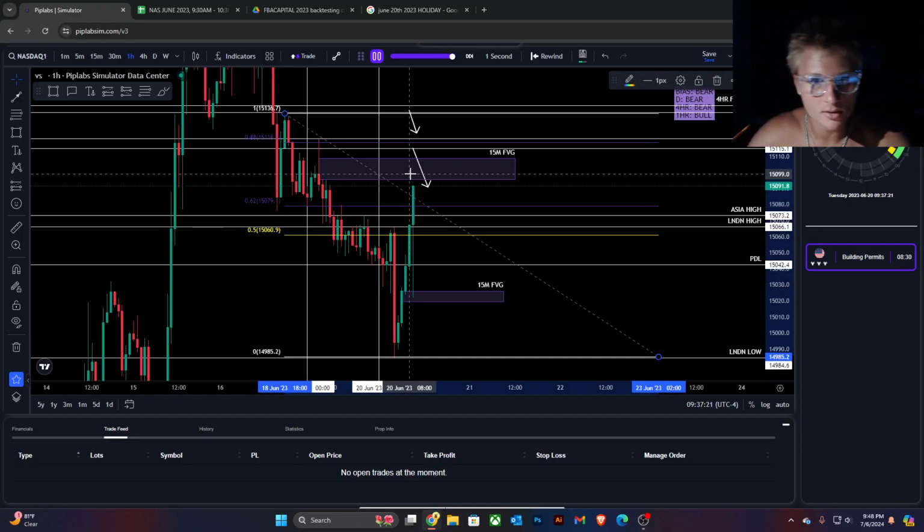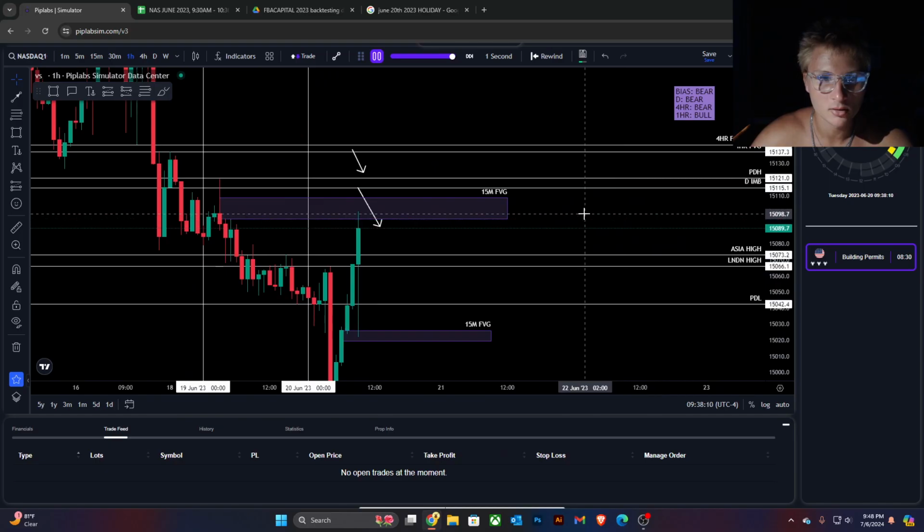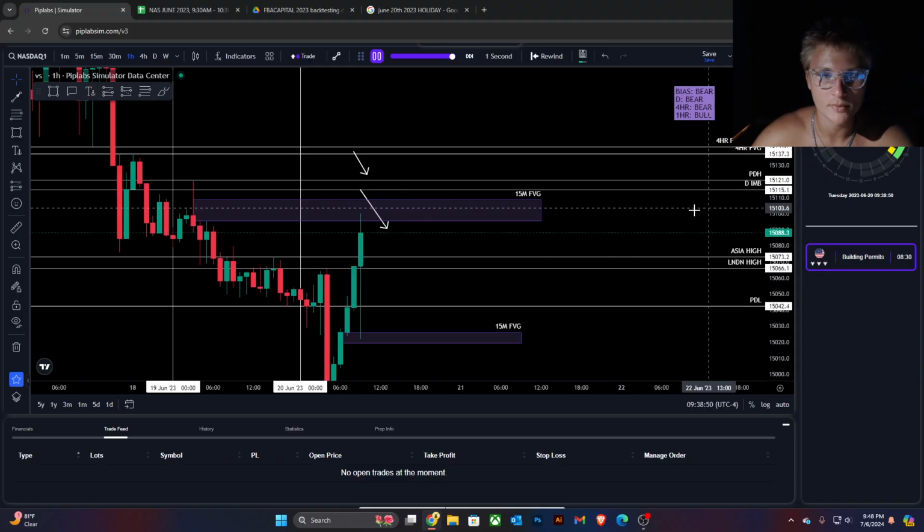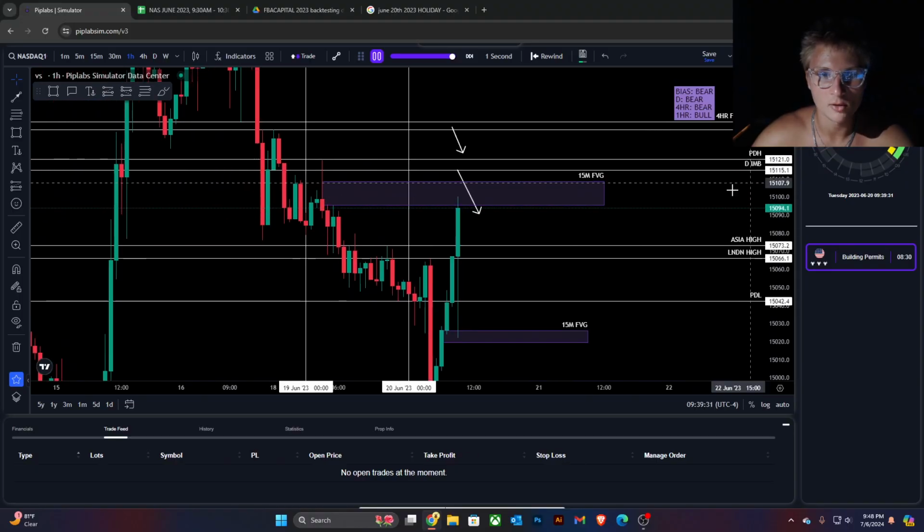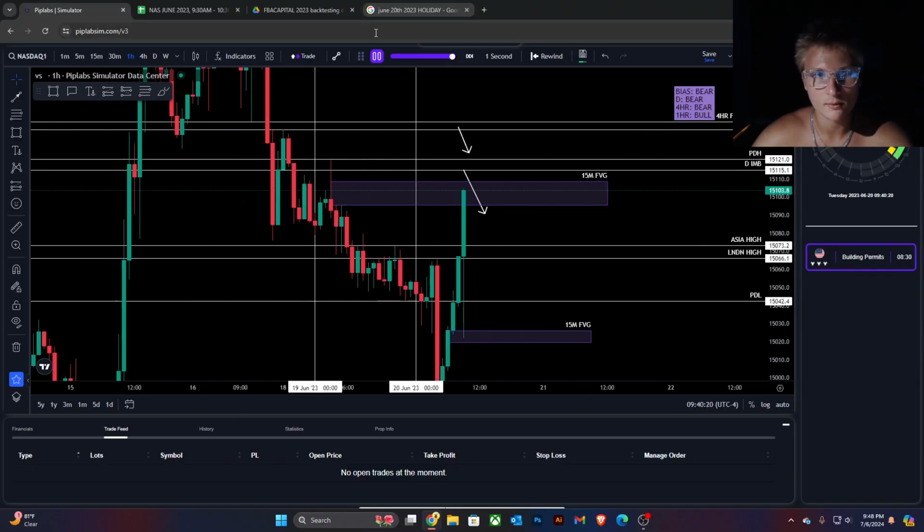But I'm gonna just get rid of the fib here for right now, I don't want too many things on the screen. Right here, we are reacting off this 15-minute fair value gap. But let's see if we can tap into the daily imbalance.